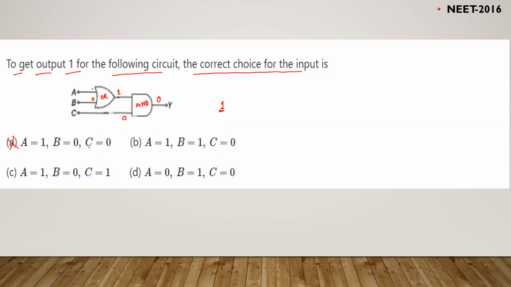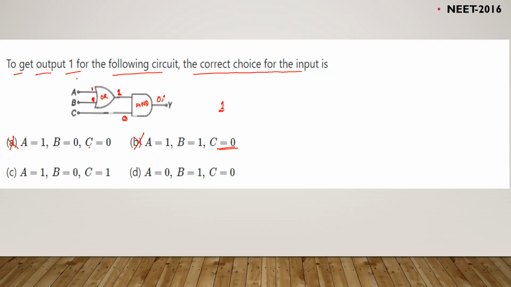What is option B? Input A is 1. Input B is 1. So what will be the output here? Output will be 1. What is the input C? Again input C is 0 only. Again 1 into 0 will be 0. So this could not be the answer. Let us see the third option.